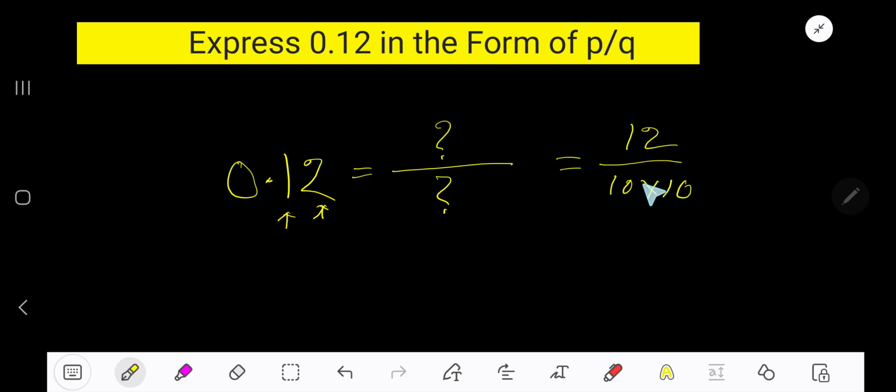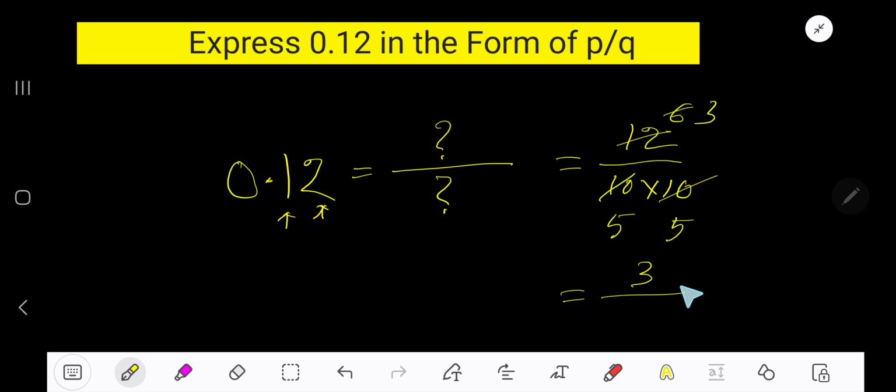Now I need to reduce this fraction. How to do that? I need to divide the numerator and denominator by a number which is called a common factor. This 12 is divisible by 2, and this 10 is divisible by 2. If I divide this 12 by 2, I will get 6, and if I divide this 10 by 2, I will get 5. Again, this 6 is divisible by 2, and this 10 is divisible by 2. So if I divide this 10 by 2, I will get 5.